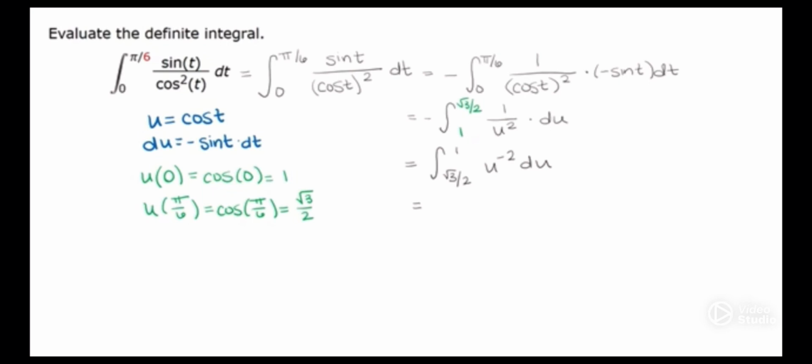And so we can now go ahead and change this to our antiderivative, which will be negative u to the power of negative 1. And we will be inputting the values that we have in our limits and subtracting them from each other. So from our largest to smallest, we have negative 1 to the power of negative 1 minus negative square root of 3 over 2 to the power of negative 1. And now after doing a little bit of math, we'll see that this will be equal to negative 1 plus 2 over the square root of 3.